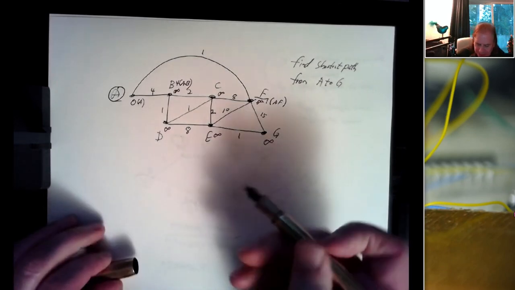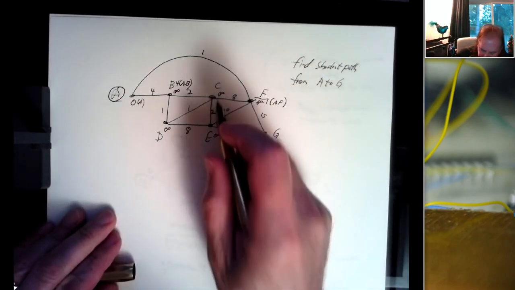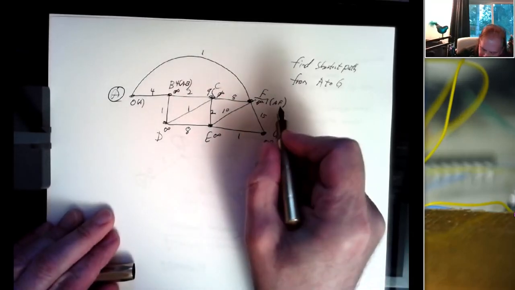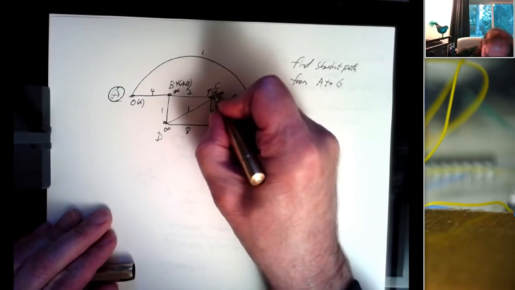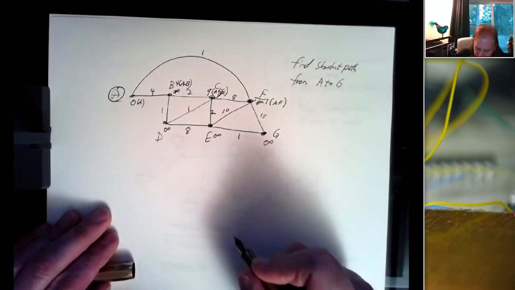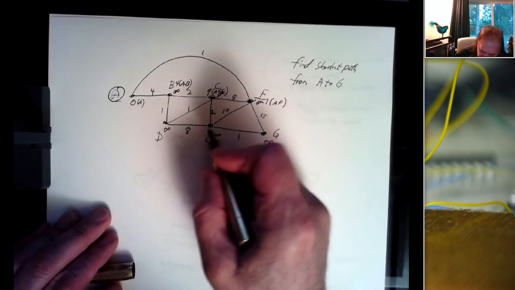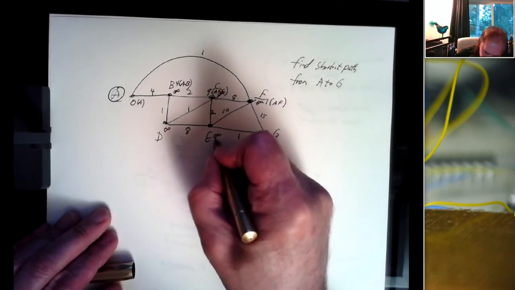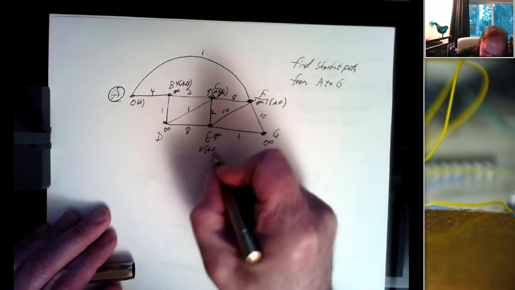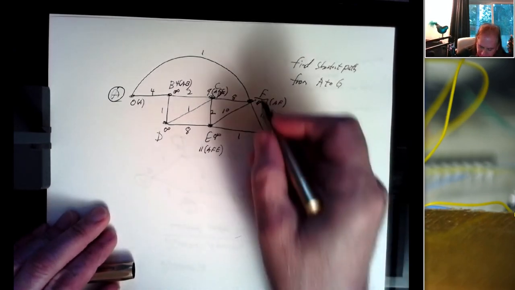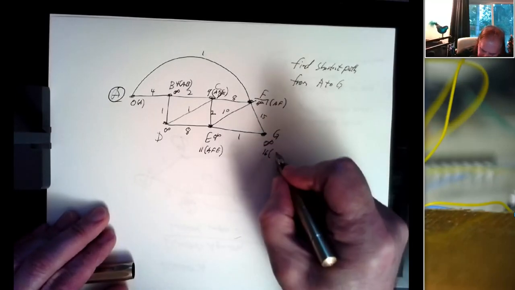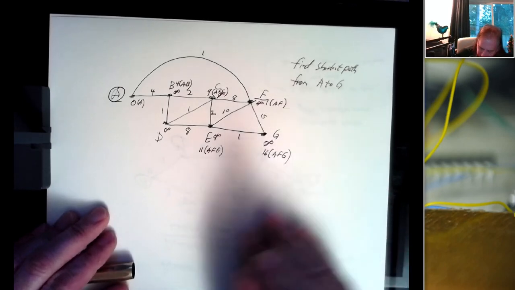Alright, so we're relaxing distances from F. 1 plus 8 is 9. That's better than infinity. So we can reach this in a distance of 9, and the path is the path to F, which is AF, followed by this vertex, C. So AFC. We can also go from 1 plus 10 is 11 to get to E. That's better than infinity, so we'll mark this as 11. And the path is AF, followed by E. And 1 plus 15 is 16, so we'll mark this as 16, and the path is AF, followed by G.